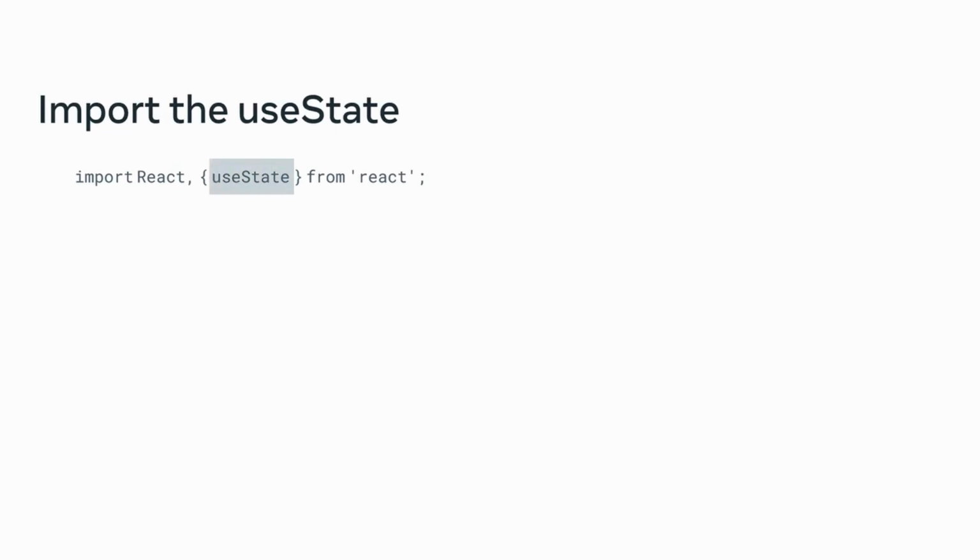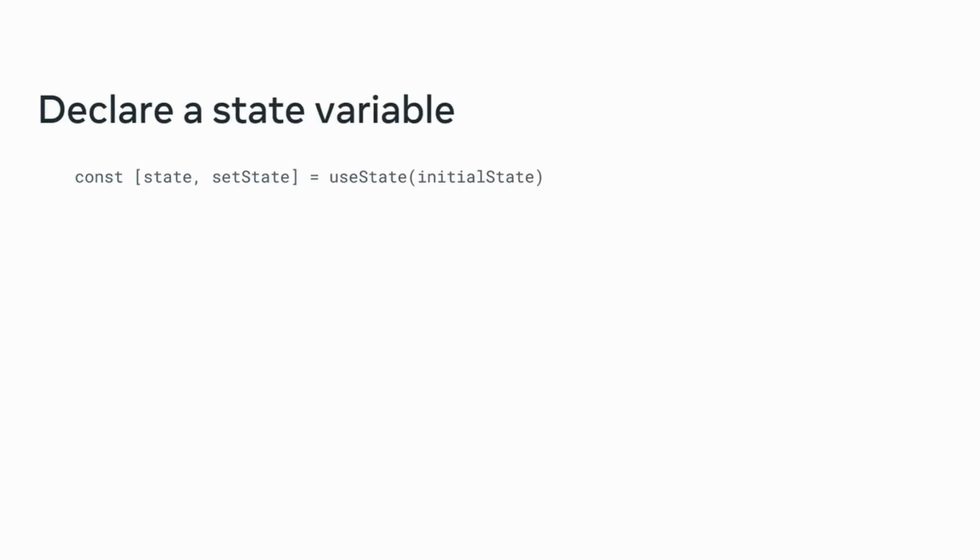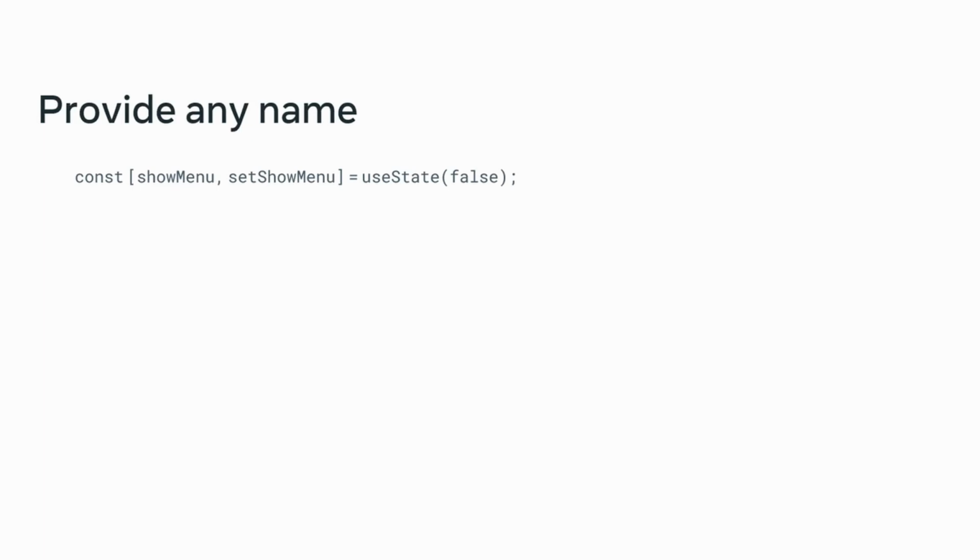it's available for use. The next step is to declare a state variable within a component. You can provide any name to the state variable and the setState function. For this example, let's call the state variable showMenu and the setState function setShowMenu. If you've learned JavaScript, this syntax may feel somewhat familiar to you.